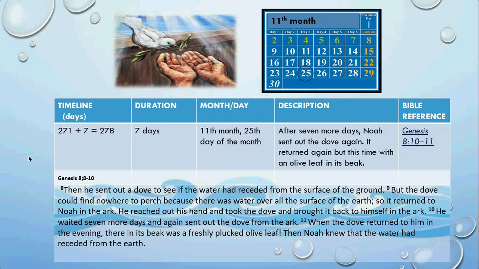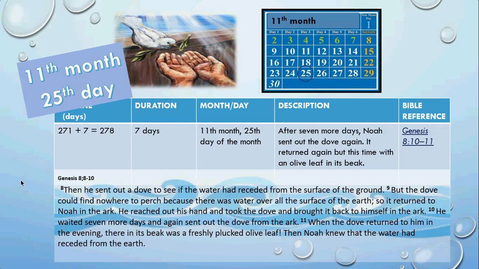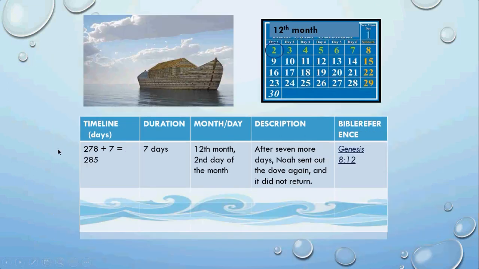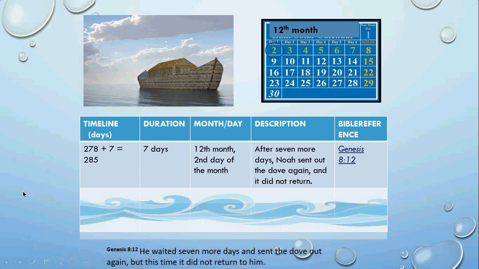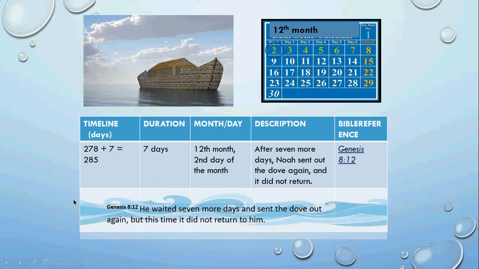And some of this might seem like we're repeating it, but we're setting a timeline and we want to prove it all by Scripture. So here we have the stamp, the 11th month, the 25th day. Now we've got 278 days plus 7 more. The duration of this is 7 more days, making 285. So the 12th month, the 2nd day of the month. And so that's where we're at now. And after 7 more days, Noah sent out the dove again, and it did not return. Genesis 8:12: and he waited 7 more days, sent the dove out again, but this time it did not return to him.